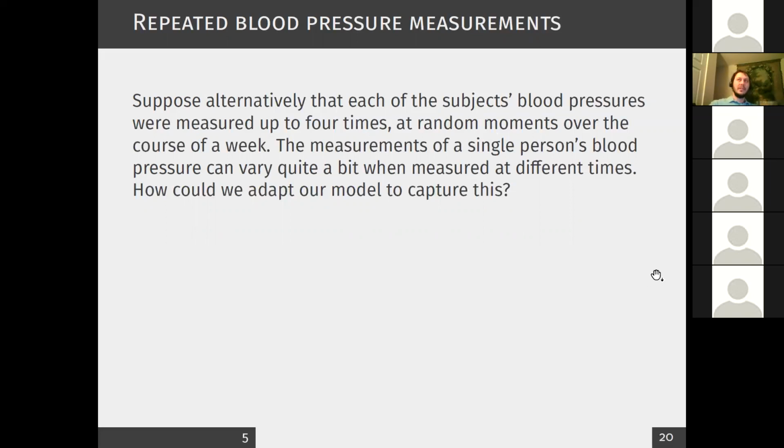So how would you incorporate that information if instead of each male and female in the study having their blood pressure measured once, they have their blood pressure measured, let's say up to 4 times, 1 to 4 times? Well, you can't just treat all of the measurements as if they were IID draws from the same distribution, because 2 measurements from the same person are obviously going to be correlated.